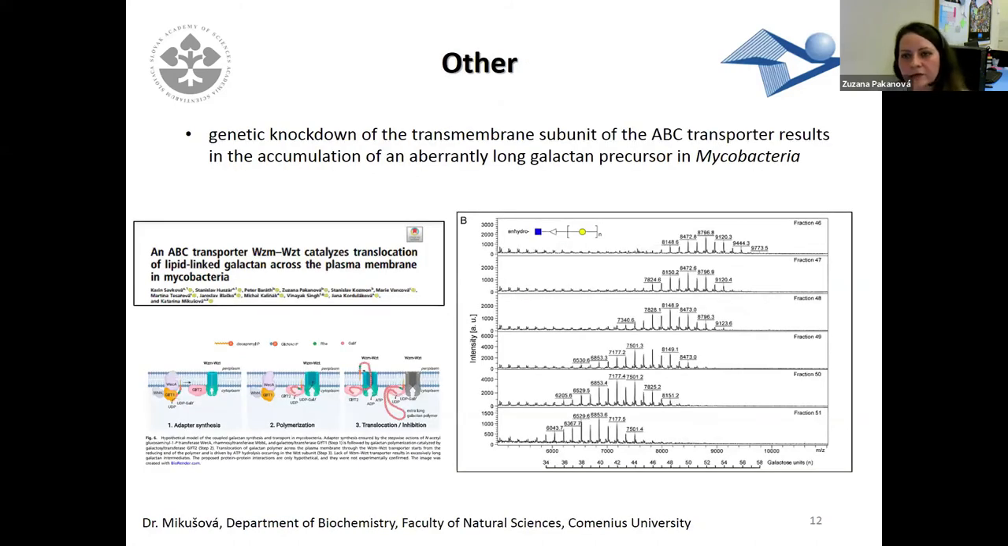And the last thing I would like to share is the application of mass spectrometry of glycans and their conjugates also in other fields. For example, this is our recent paper made in collaboration with the Department of Biochemistry, Faculty of Natural Sciences here in Slovakia. So we have analyzed the galactan precursor in mycobacteria. It's in their cell wall. In this study, they did a genetic knockdown of the transmembrane subunit of an ABC transporter that resulted in accumulation of aberrantly long galactan precursor. So you can see the mass of this precursor was almost 10 kilodaltons. So it's a huge saccharide observed.